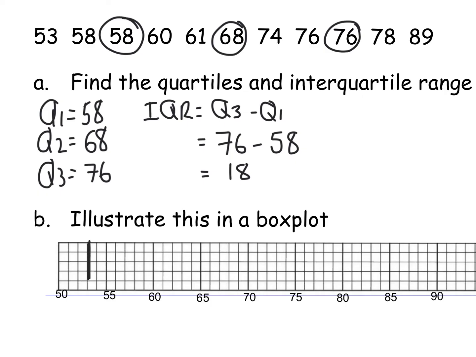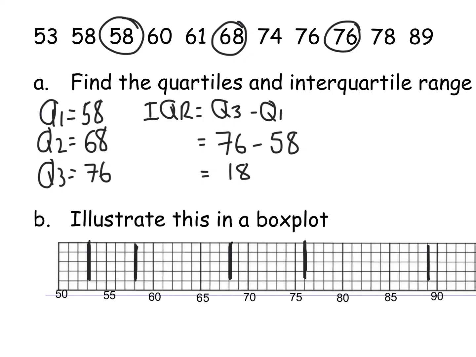Now this box plot isn't as deep as my last one, so each line is going to be 4 boxes deep. Again, I don't come right down to the bottom of the scale, it just gets a wee bit busy. I'm going to put one at my highest, which was 89. Then I'm going to put one at my Q1, which is 58. One at my Q2, which is 68. One at Q3, which is 76.